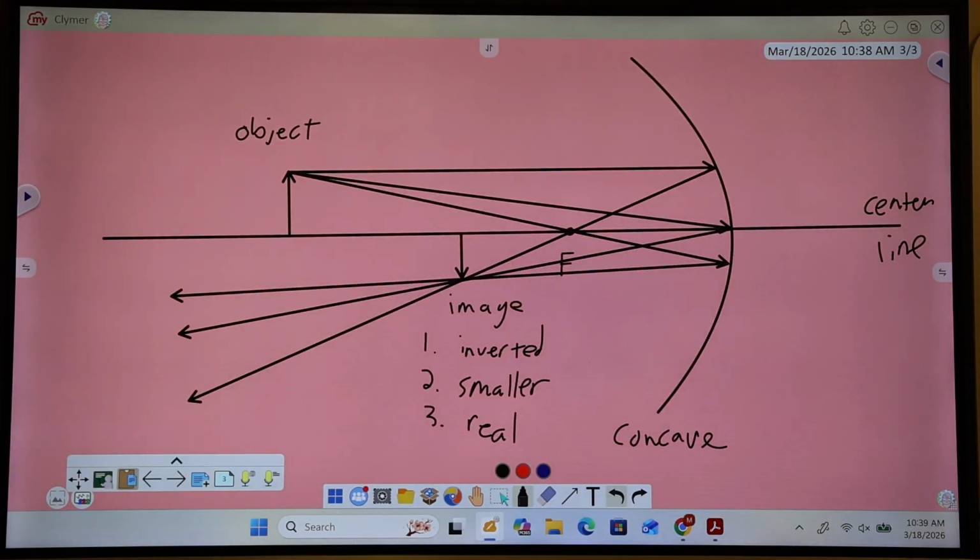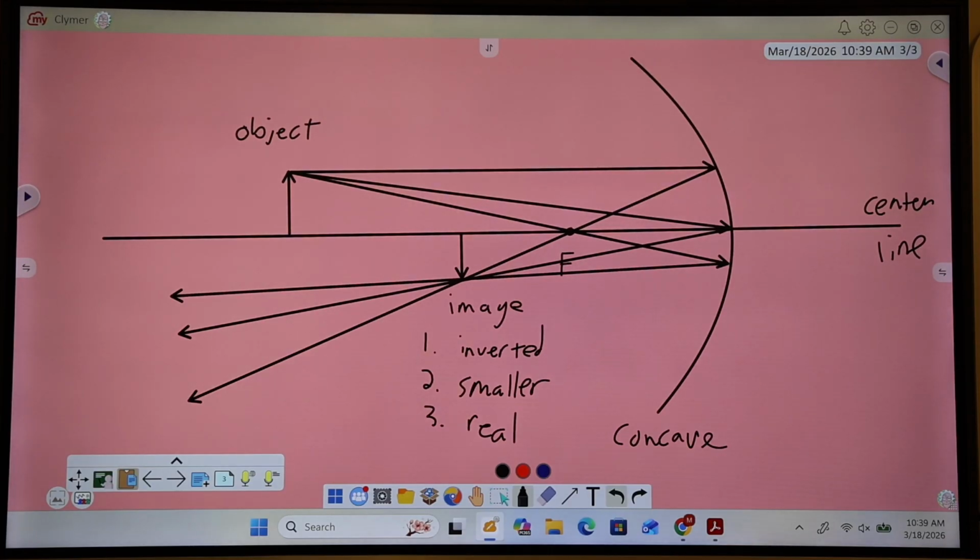But this is real because these rays are actually intersecting somewhere. If you held up an index card at that point, you would be able to see the image. They are projected. Those rays actually focus in somewhere. They actually hit together. And again, that seems like I'm just making stuff up. It's going to make sense 5 minutes from now.